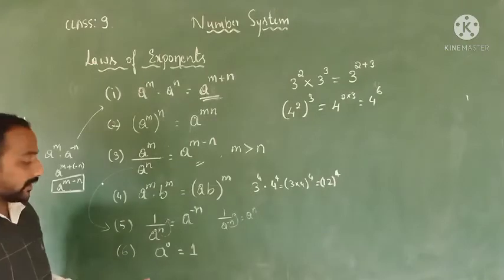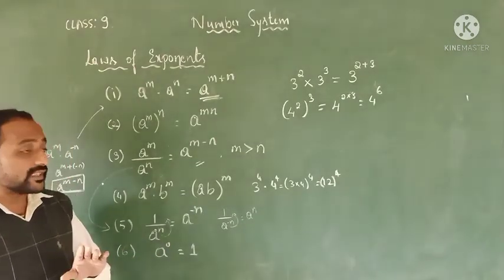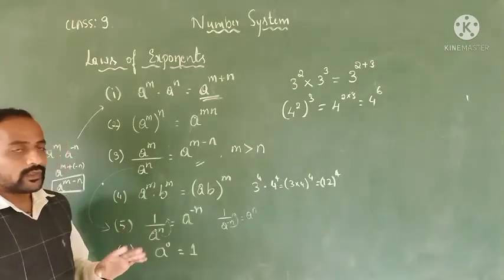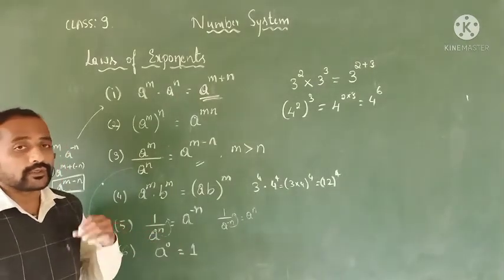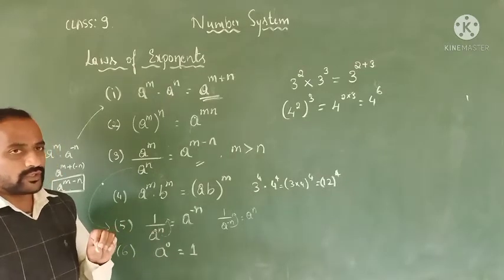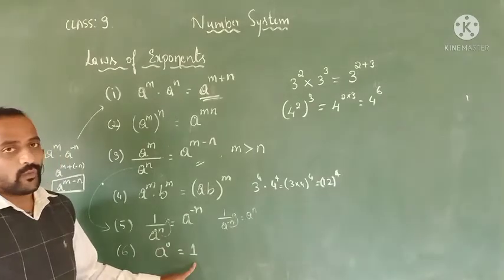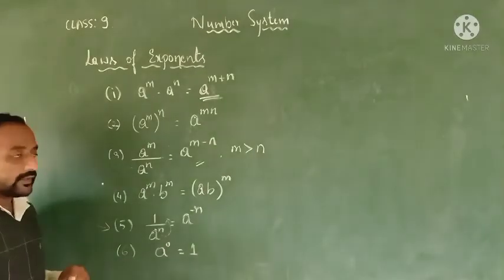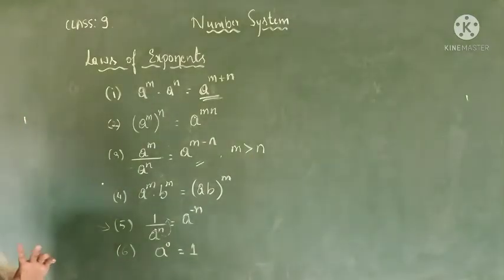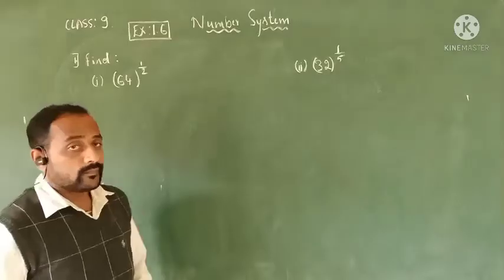Okay, the last one, a to the power of 0. A to the power of 0 is equal to 1. You can take a to the power of 0, n to the power of 0, p to the power of 0, anything. If the exponent is 0, the value is always 1. Pause the video and write it neatly first. Then we go with the exercise problem.